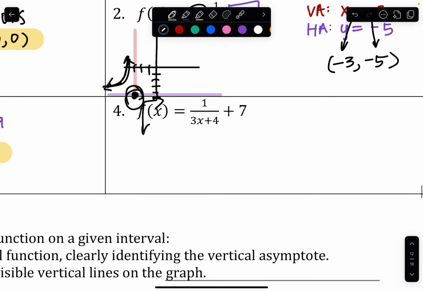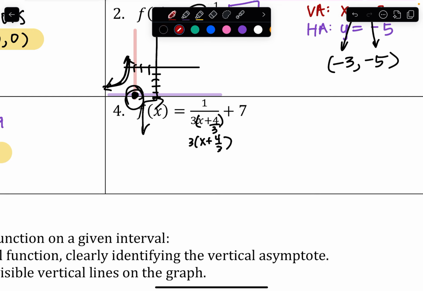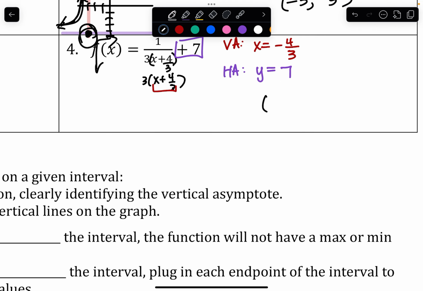Okay, this one is not in good form. There should be another set of parentheses here, basically factoring out the 3, to see that it has been moved left 4/3. And so x equals -4/3 is our vertical asymptote. Then up 7, so our horizontal asymptote should be y equals 7. And so the point of symmetry would be -4/3, 7. If you were to graph this, you would see a vertical asymptote at x equals -4/3.